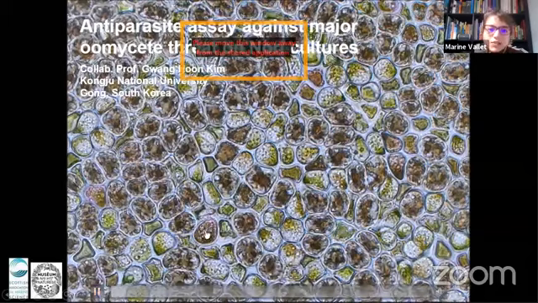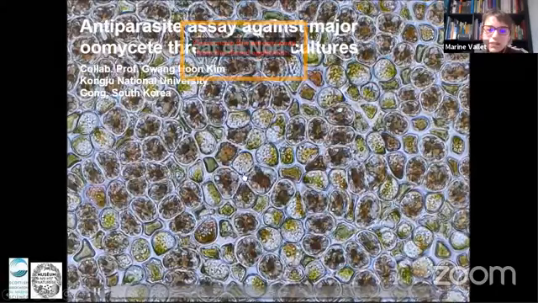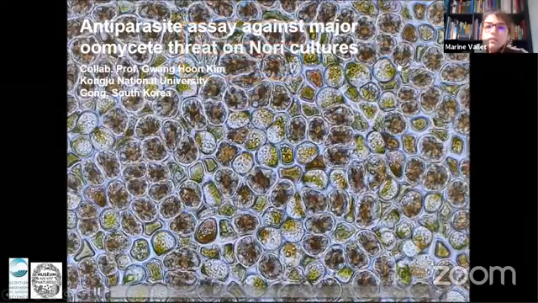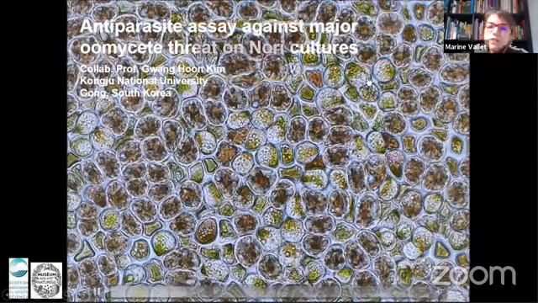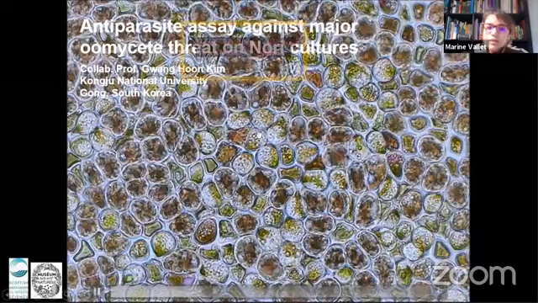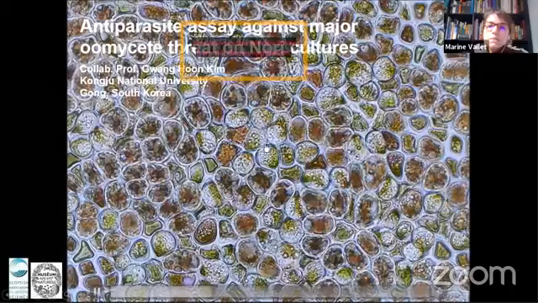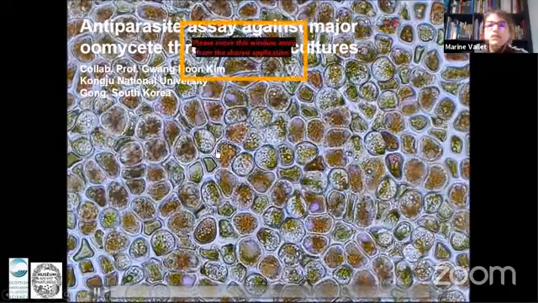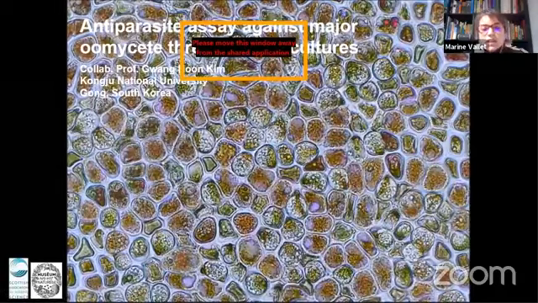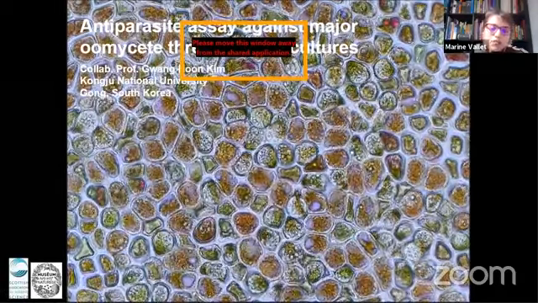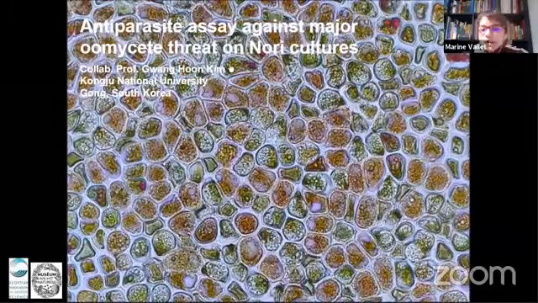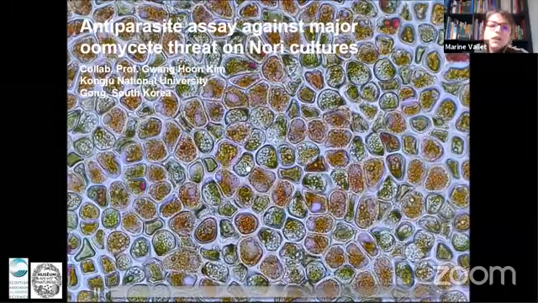So if you see here, this is the infected cells. We see some of these infected cells. It's maybe not so clear here, but we had this in triplicate. But when we added the compound, it killed the infected cells. So actually we don't have a compound that is making algae resistant. In this case, we have a compound that kills directly the parasite.